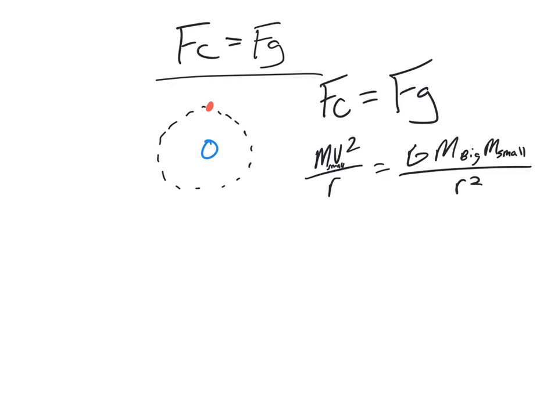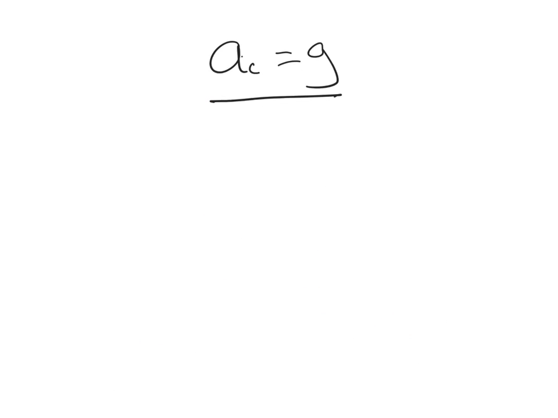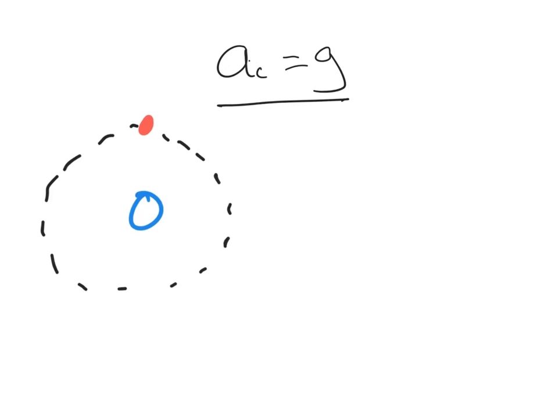What this leads into also is that we can also take this and put it here. And what we can do here is we can do the same thing with acceleration and the acceleration due to gravity. So remember that the centripetal acceleration is v squared over r.